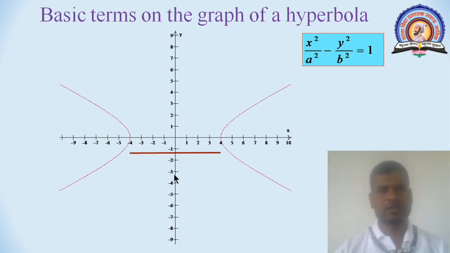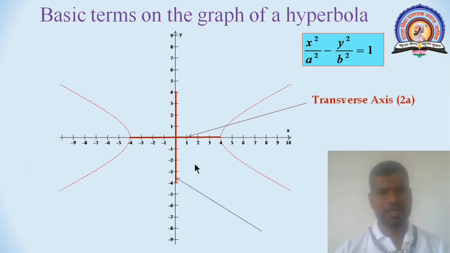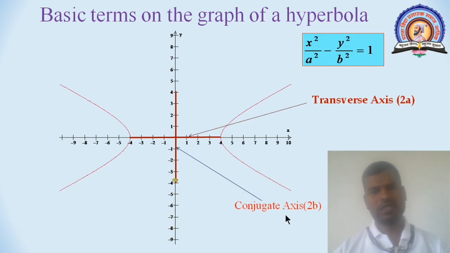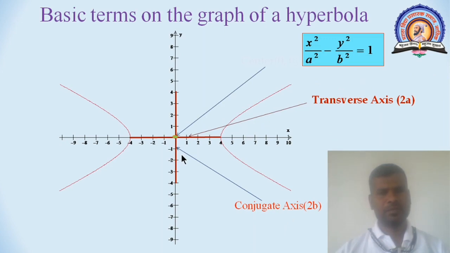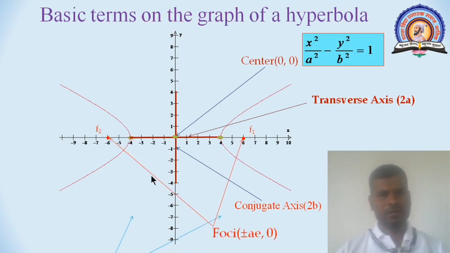This axis is called the transverse axis, whose length is 2a. This axis is called the conjugate axis, whose length is 2b. This is the center of hyperbola, which is (0, 0). These are the foci F1 and F2, whose coordinates are (±ae, 0). These are the vertices, whose coordinates are (±a, 0).